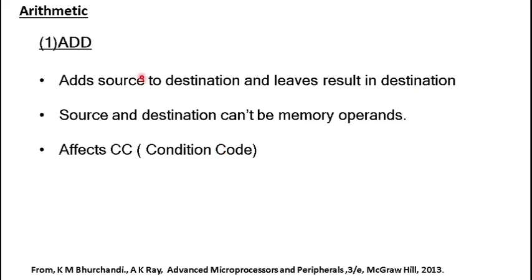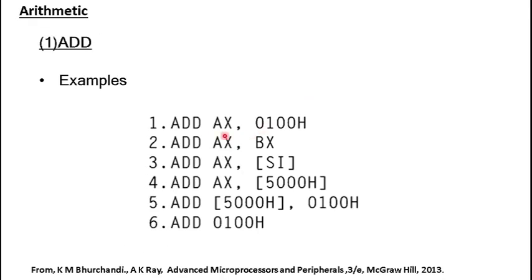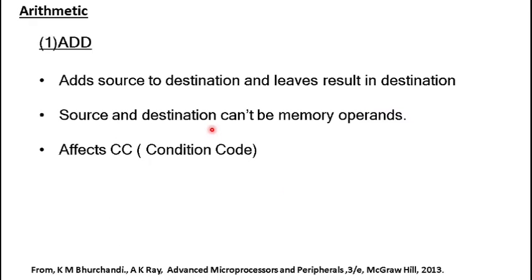So the first instruction is the add instruction, and what it does is it will add the source operand to the destination operand and will leave the result in the destination operand. Okay, so if we consider an example, this is an add instruction, and here the source is an immediate and destination is a register operand. So it will add this immediate to the value in the register operand and leave the result in the destination, that is in this AX register itself.